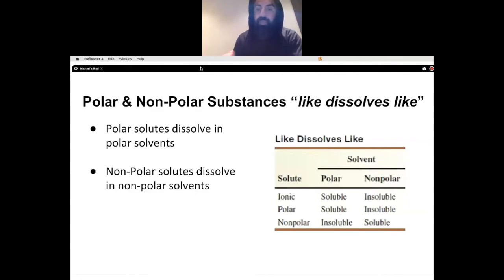So the idea that like dissolves like means that I need to have polarities. They need to both be polar, or both nonpolar. You cannot have a polar substance dissolve in a nonpolar one. Prime example of something like that: oil and water. Oil is nonpolar, water is polar. Hence the reason why they will not mix with one another.